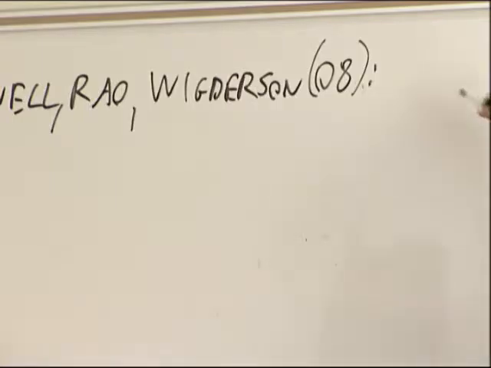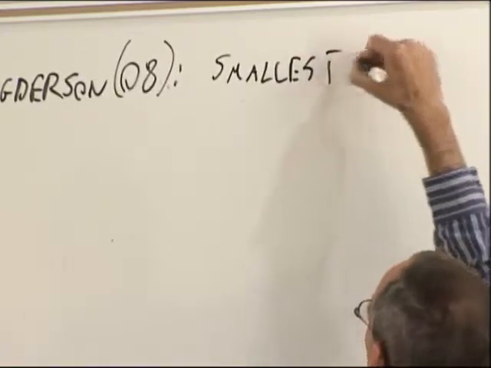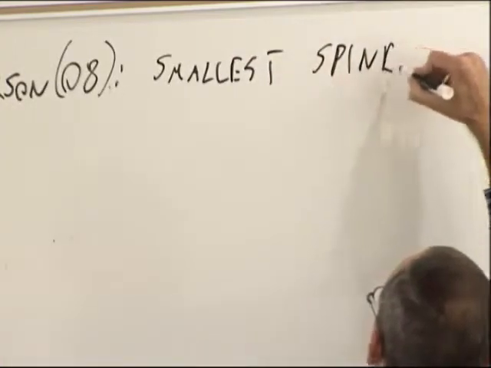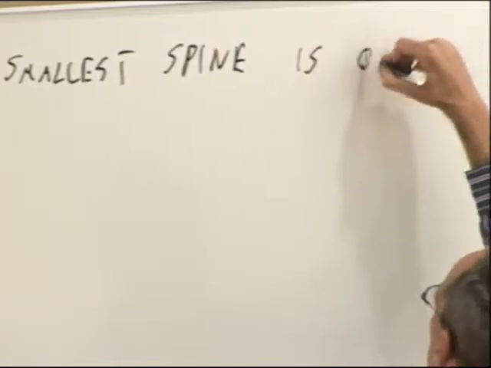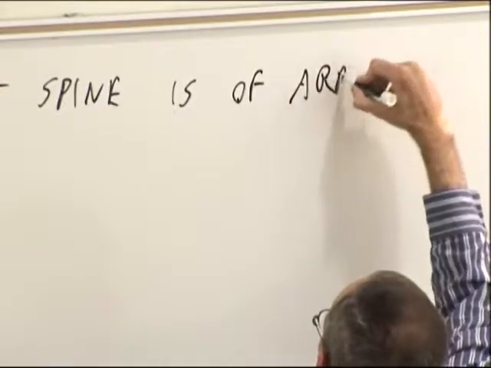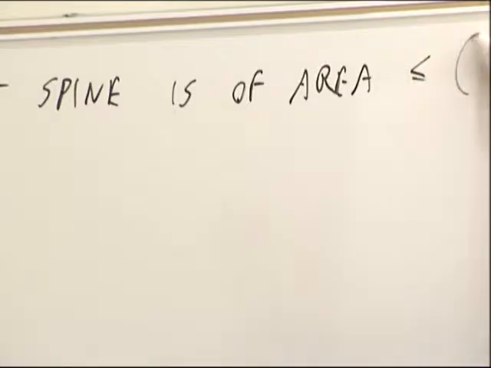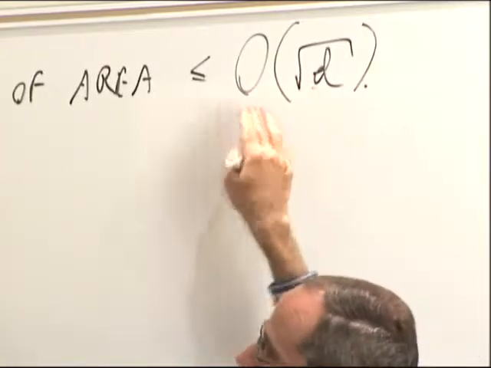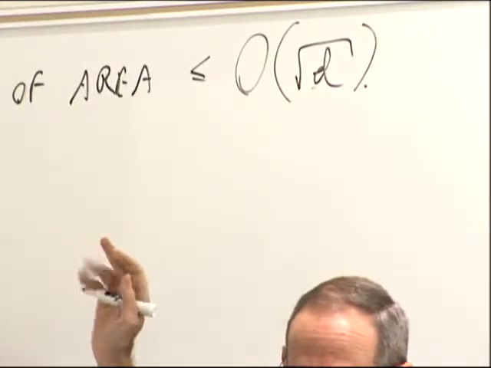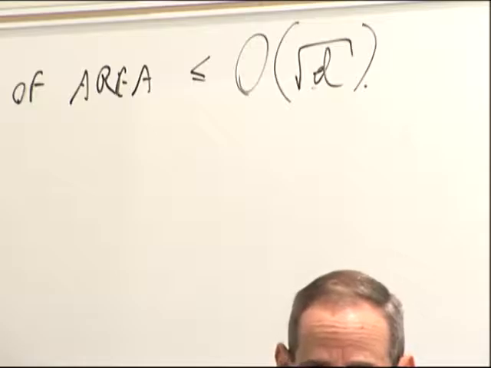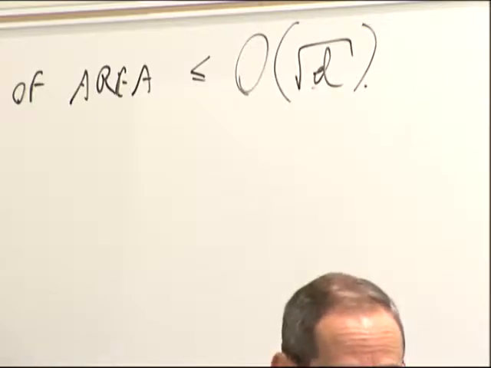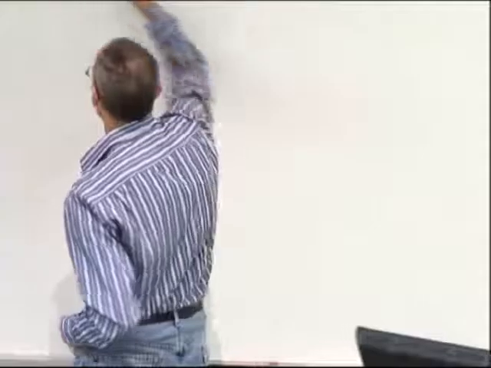And they proved that the smallest continuous spine is of area at most, again, some absolute constant, square root d. So really it behaves like the surface area of a ball, not like the surface area of a cube. So it's very small. And okay, so this is what's known and what is new.